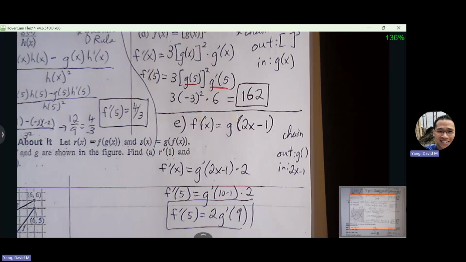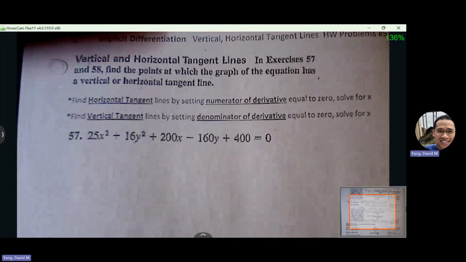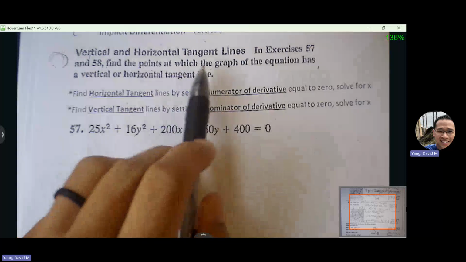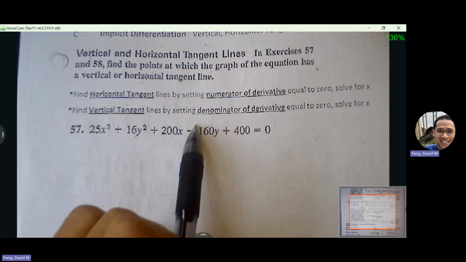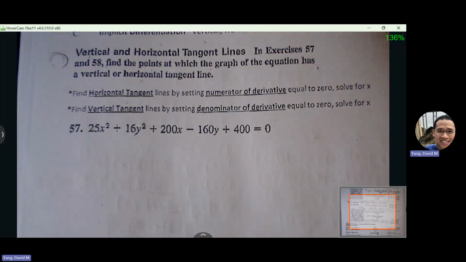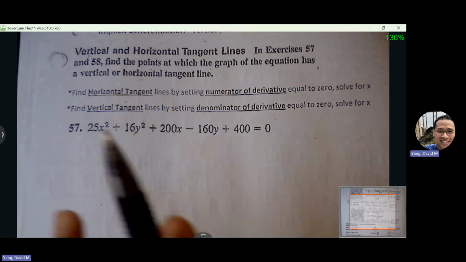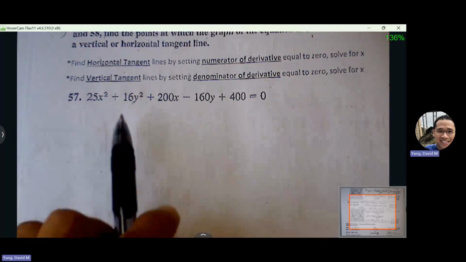Okay, page 18. We talked about this briefly yesterday, how if we want to find a horizontal and vertical tangent, they're going to come from the derivative. So we're going to find dy dx. And then if you want to find horizontal tangent, you're going to set the numerator of the derivative equal to 0. If you want to find the vertical tangent, you'll set the denominator of the derivative equal to 0. But either way, we have to find the derivative first.